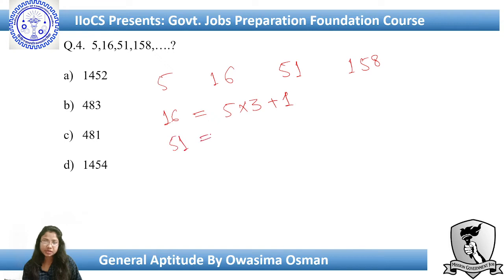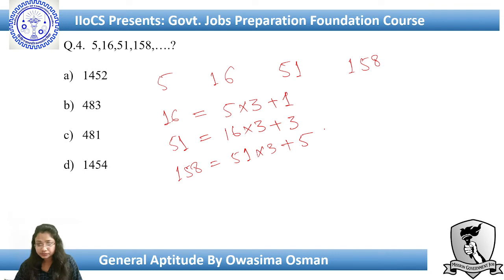And 51 equals, we can write 16 into 3 plus 3, we will get 51. 158 equals, we can write 51 into 3, that is 153 plus 5, then we will get 158.